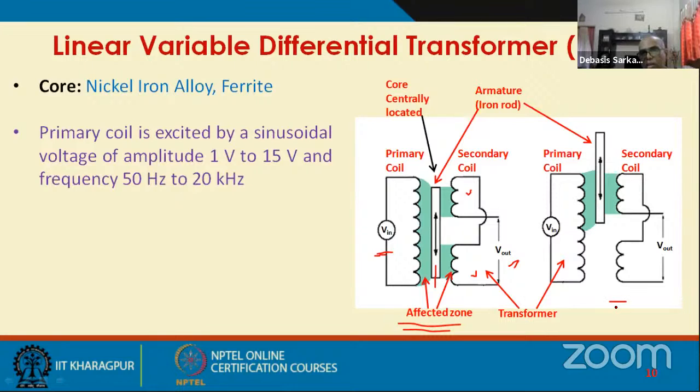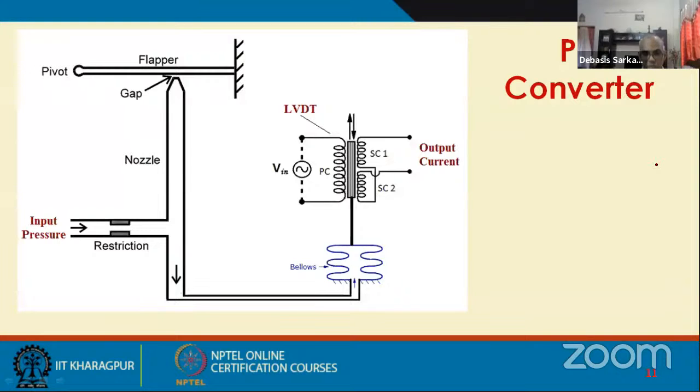But in this case, where this core is pushed up, you now see that this secondary coil is affected, but this secondary coil is not. So a non-zero output voltage can be obtained from the circuit, or a current will be flowing in the circuit. And the output voltage will be proportional to the displacement of this core. So this is how the linear variable differential transformer works.